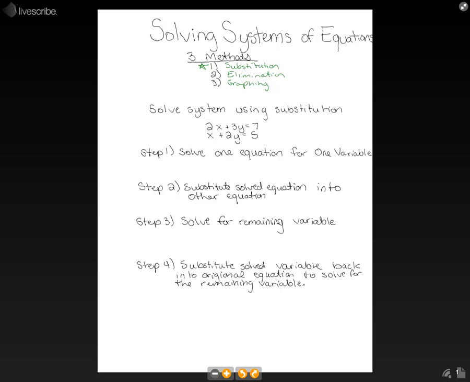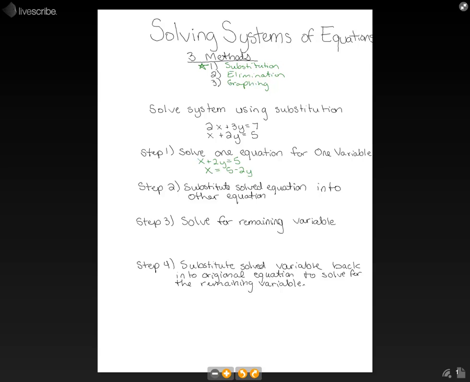So our first step is to solve one equation for one variable. We've already got just a single x in our second equation, so let's solve for that. x plus 2y equals 5. We want to get x by itself. We simply need to subtract 2y from both sides. So x is going to equal 5 minus 2y.